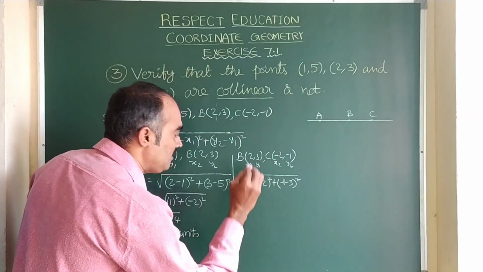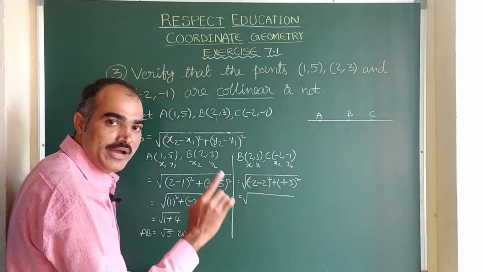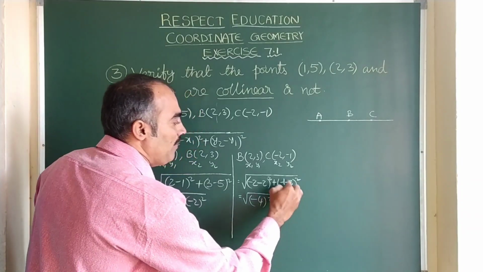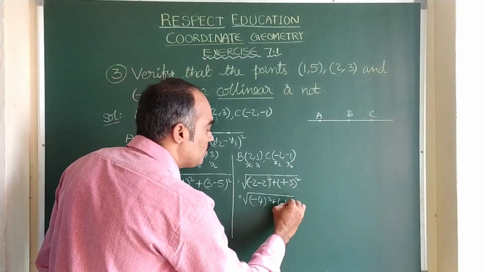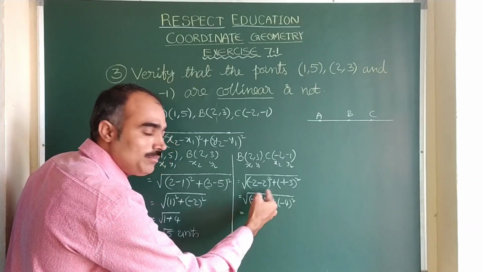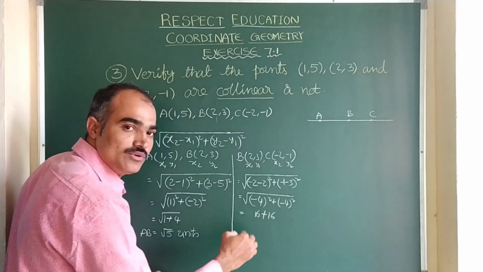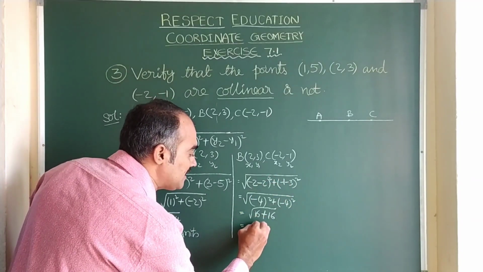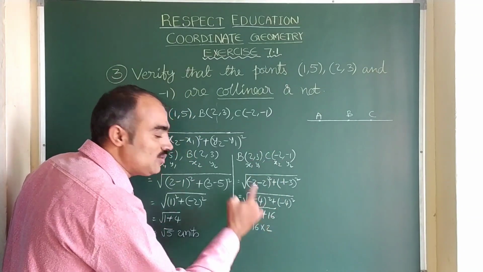On simplification, here we get minus 2 minus 2 is minus 4. So minus 4 whole square plus (minus 1 minus 3) which is minus 4. So it is minus 4 whole square, right? Minus 4 whole square is nothing but plus 16. So it is 16 plus minus 4 whole square 16. 16 plus 16 is 2 times 16. I am writing 16 times 2.